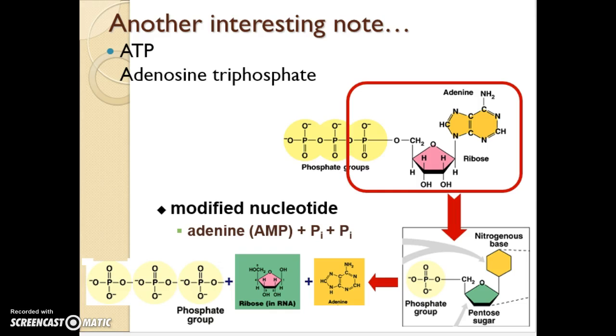Another interesting note is that ATP, which you know is a very important part of a cell's functioning, is a modified nucleotide. So it has the same 3-part structure with a sugar, a nitrogenous base. It has adenine, and instead of just one phosphate group, it actually has these 3 phosphates. And so I just thought that would be good for you to know. And we'll look at this more closely when we look at cellular respiration and photosynthesis.